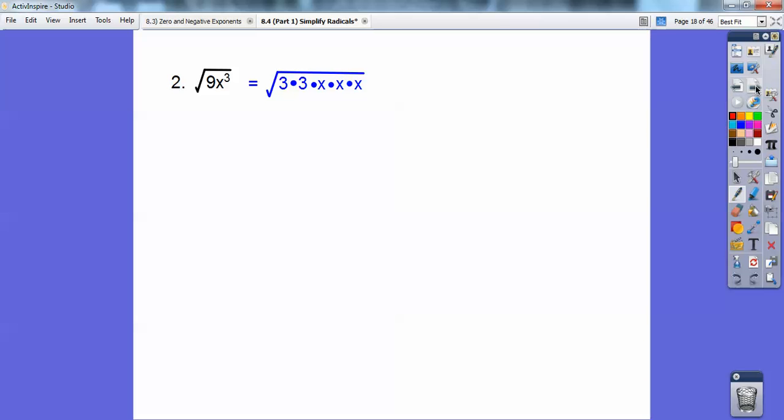Okay, square root of 9x to the third. I'm going to write 9 is 3 times 3, and there's x to the third right there. Then I start taking 2 on the inside, which brings 1 on the outside. So 2 3's on the inside brings 1 3 out, and then 2 x's on the inside brings 1 x out, and I'm left with this leftover x right there. So 3x root x is your answer.